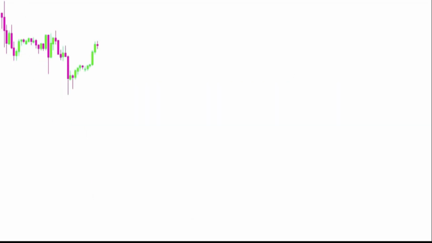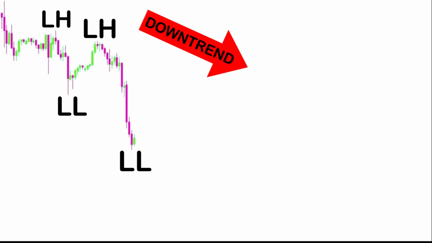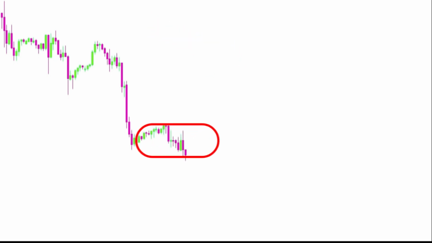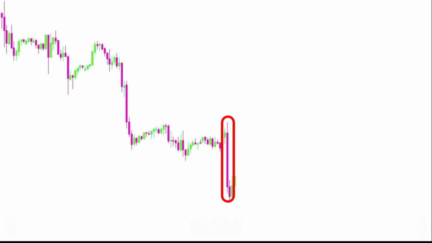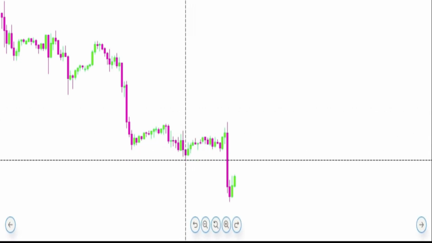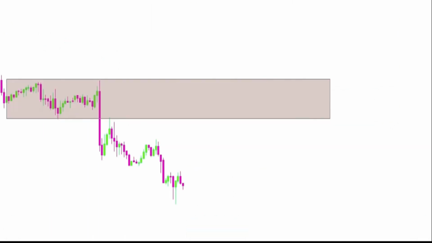As you can see here, the market is making lower highs and lower lows, which indicates that the market is in a downtrend. We can see the market going into the consolidation phase. And after that, the market made an inefficient candle along with the break of structure to the downside. And thus, we would draw the supply zone from the high to the low candles of this consolidation phase.